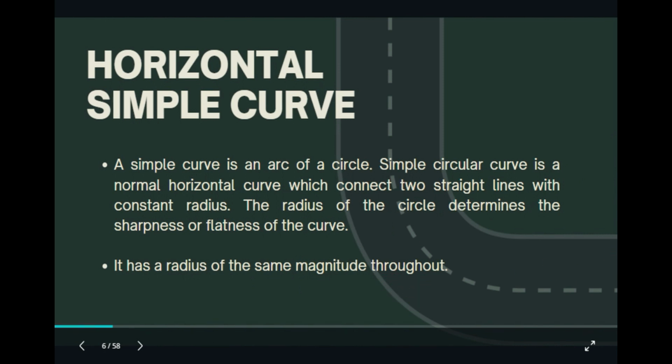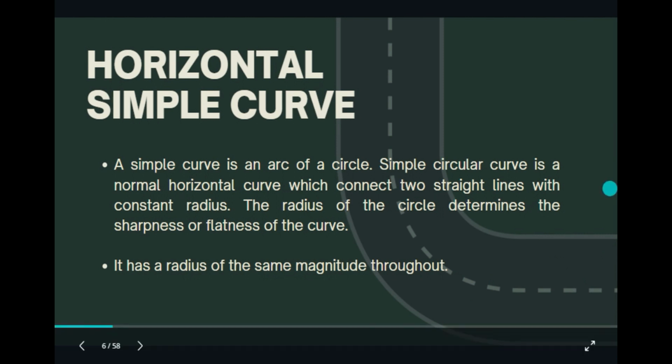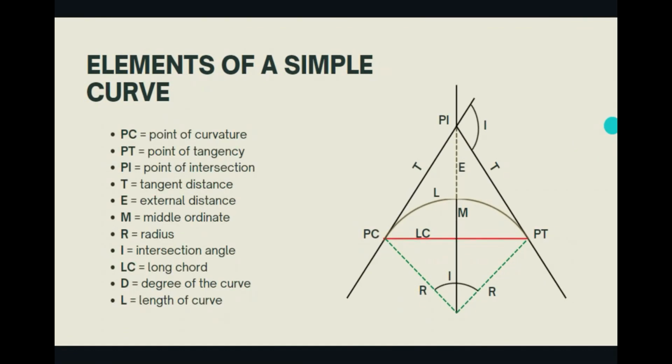Simple curves are the most commonly used curves and are usually used to avoid private properties. This type of curve is also used to avoid terrains or obstructions that might cause highway construction problems. In our simple curve, we have several elements that we need to compute prior to the actual layout of our curve. Before we go to the field and lay out our simple curve, we need to compute and determine the values of these elements.